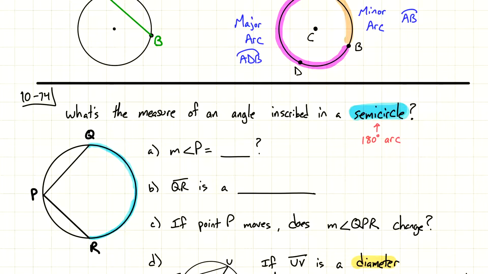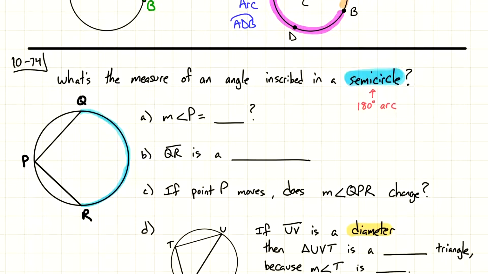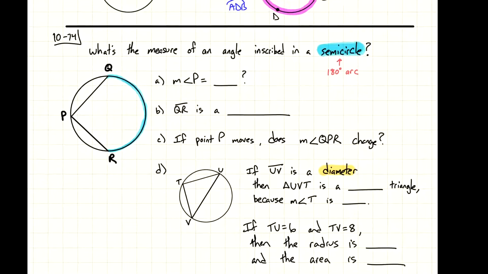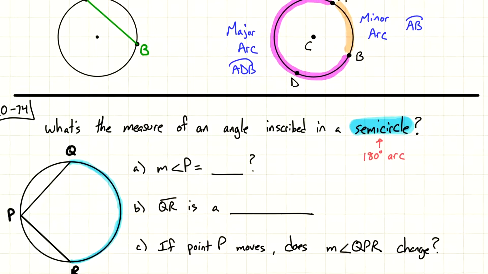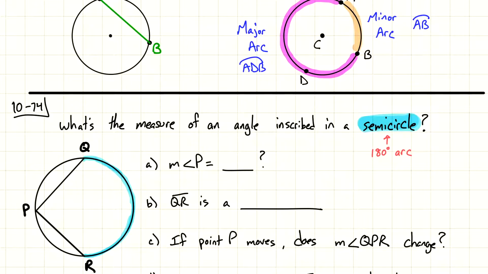All right, so in this problem, there's a few steps. This is the whole problem. I'm going to focus in on the top part, A, B, and C. Here we have a circle with a few points on the circle given to us. Q, P, and R are given to us on the circle. What we want to know, first question is, what's the measure of an angle inscribed in a semicircle? It's a question, but it's actually kind of like a title as well. That's really what we're trying to focus on.